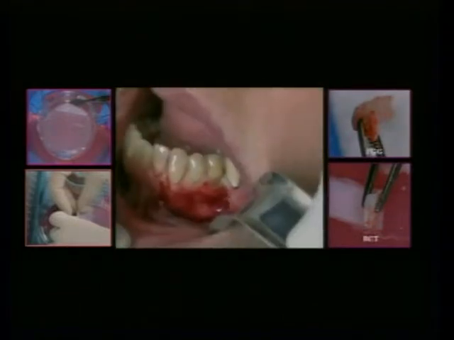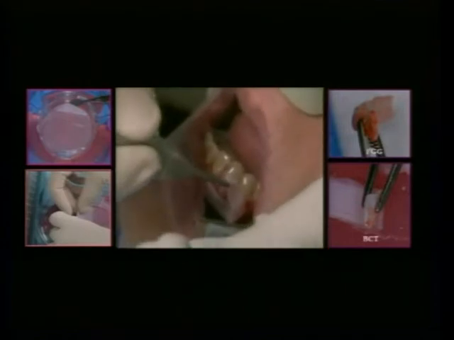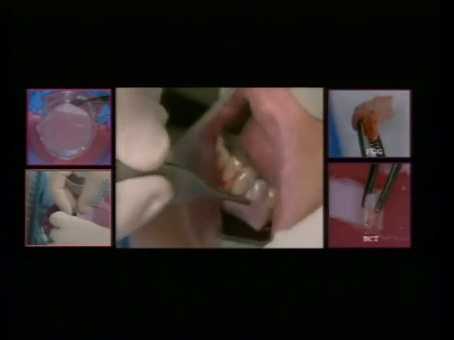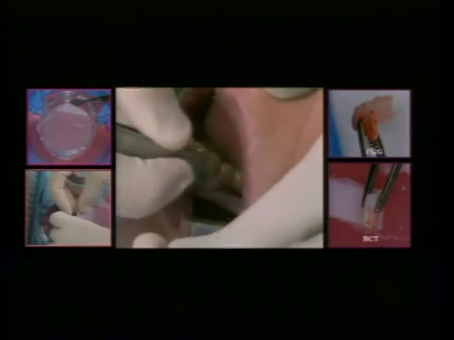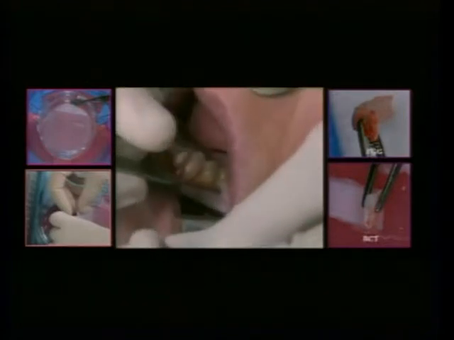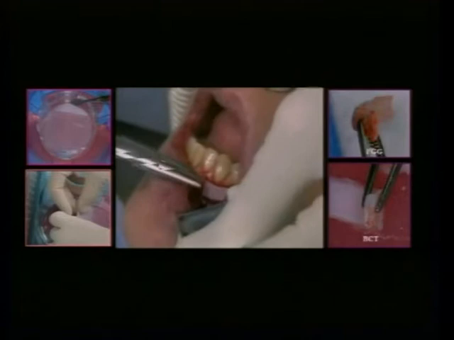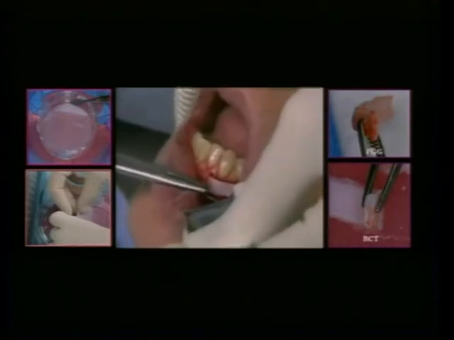And now we'll pick it up. Now I've already, of course, created the bed in the patient, and I'm going to take it over to the mouth, putting it on the bed. Then I simply suture it to the interproximal papillas.